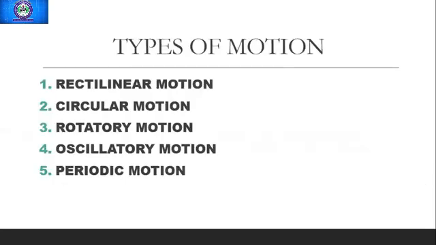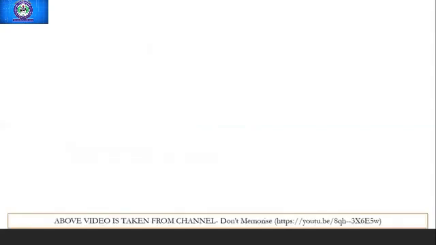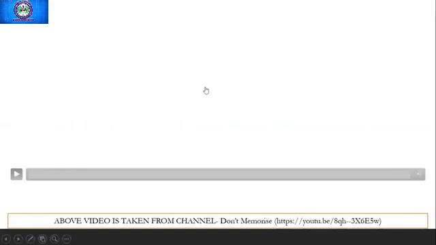Now let us look at the types of motion. There are 5 types of motion which we are going to study in this video. First is rectilinear motion, second is circular motion, third is rotatory motion, fourth is oscillatory motion and fifth is periodic motion. Now let us see this video which I have taken. It will relate you to rectilinear motion.